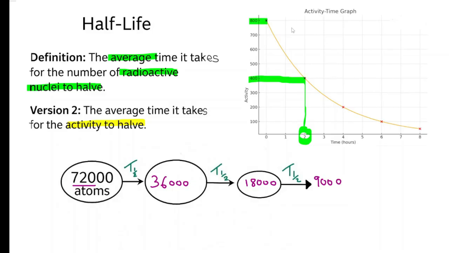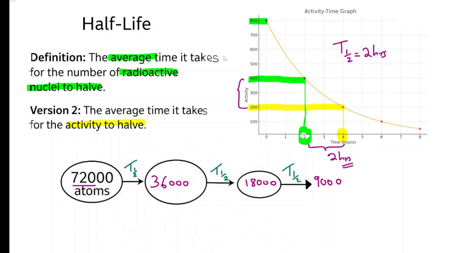Now it works just the same way if you go from 400 to 200. You go to the right, you come down, and here's the time, 4 hours. But remember, it started from 400. So we need to get it from 400 to 200. That's from this 2-hour time to the 4-hour. That's obviously 2 hours. The difference is 2 hours. This is the half-life of this particular element.